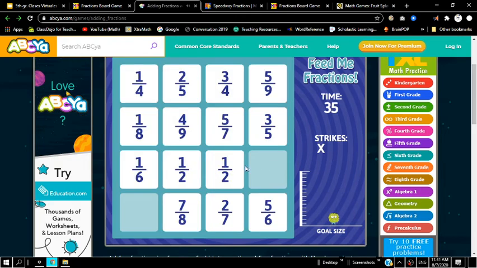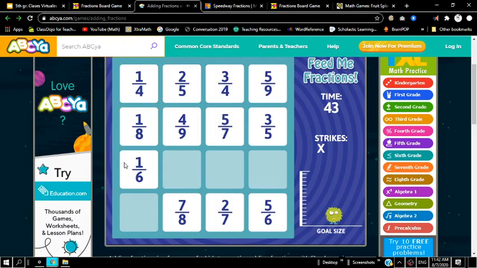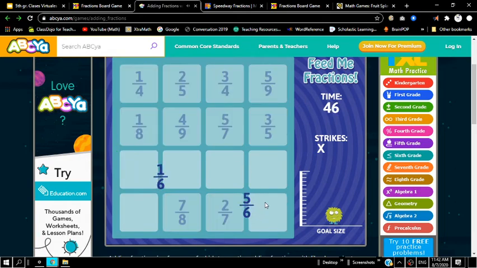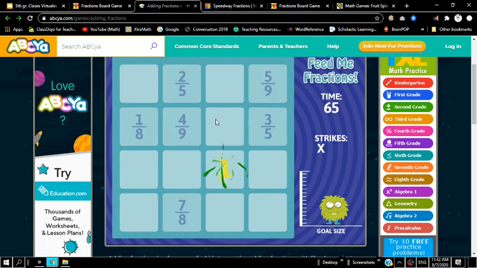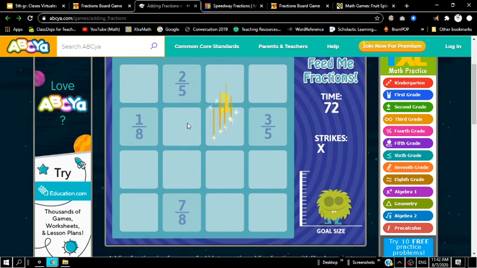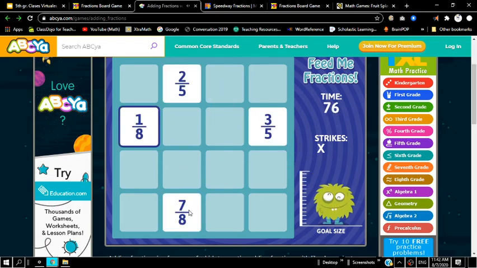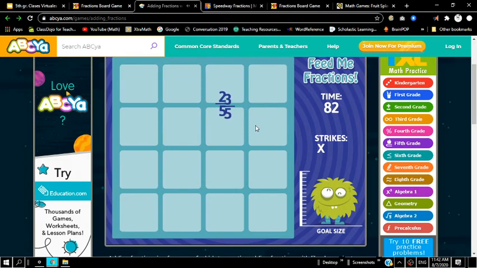Another example of 1. 1/2 plus 1/2 equals 1. 1/6 plus 5/6 equals 1. I know that 1/4 plus 3/4 equals 1. 2/7 plus 5/7 equals 1. 5/9 plus 4/9 equals 1. 1/8 and 7/8 are 1 as well. And lastly, 2/5 plus 3/5 equal 1. There you go. Our monster is grown.